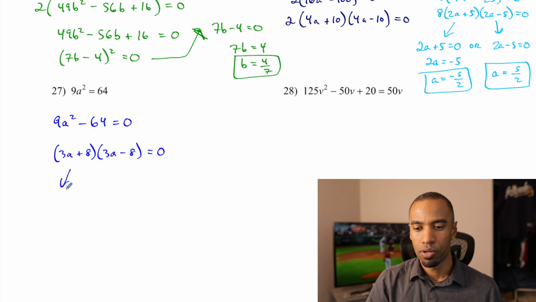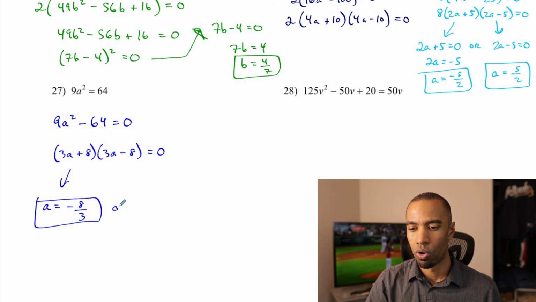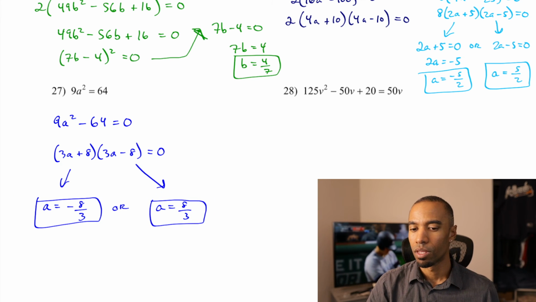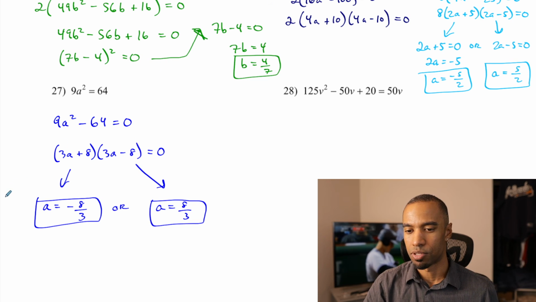Set them equal to 0. If 3a plus 8 equals 0, I'll let you do the grunt work there, but that's a equals negative 8 thirds. Or set that other factor equal to 0. a is positive 8 thirds. Set them equal to 0, of course, and then solve for those. That's what you should get. Sorry, just for time's sake, I'm going to keep moving on.